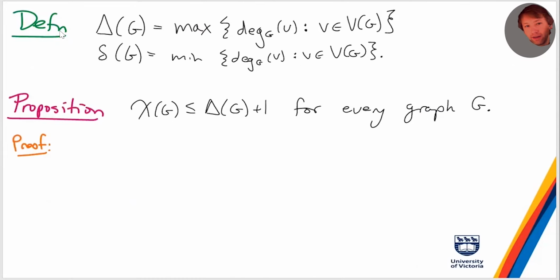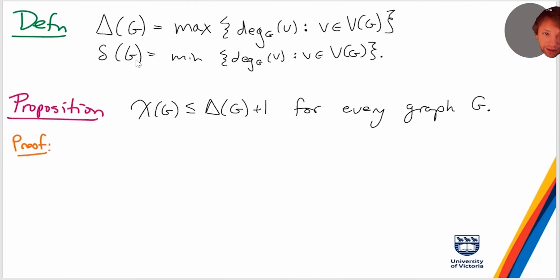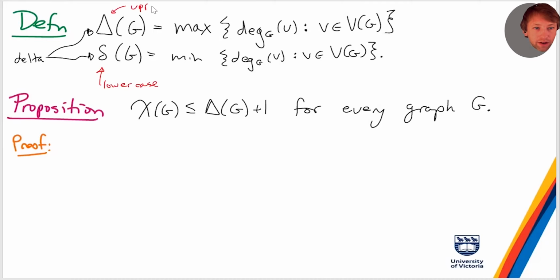Okay, here's a somewhat more interesting proposition, but also fairly easy. Let me give a couple of definitions first. Capital delta of G. Both of these things are called delta. The one that looks like a triangle is uppercase or capital delta, and the other one's lowercase. These are all from the Greek alphabet.